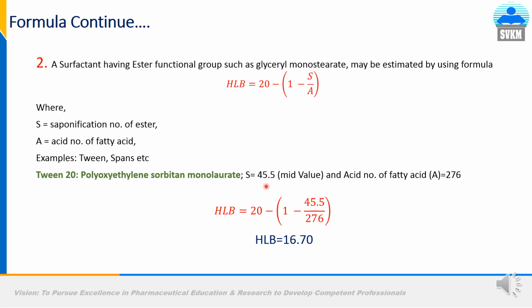It has a saponification value of 45.5 and an acid number of 276. When we put these values into the formula, we get the HLB value of the given surfactant molecule. It is so simple. So this second formula is generally used for surfactants having an ester functional group, such as glyceryl monostearate.